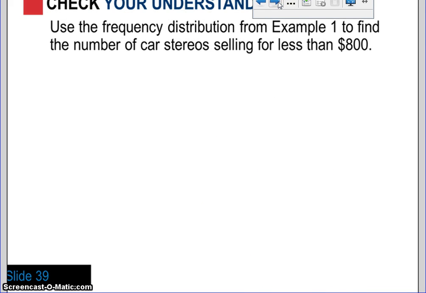All right, the check your understanding says use the frequency distribution from example 1 to find out the number of car stereos selling for less than 800. Please press pause, take a second to find your number, and then we'll come back to it.